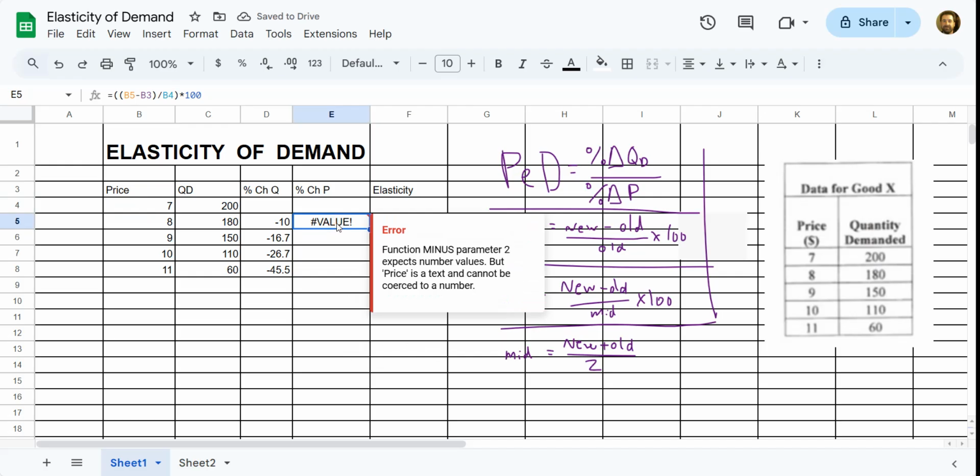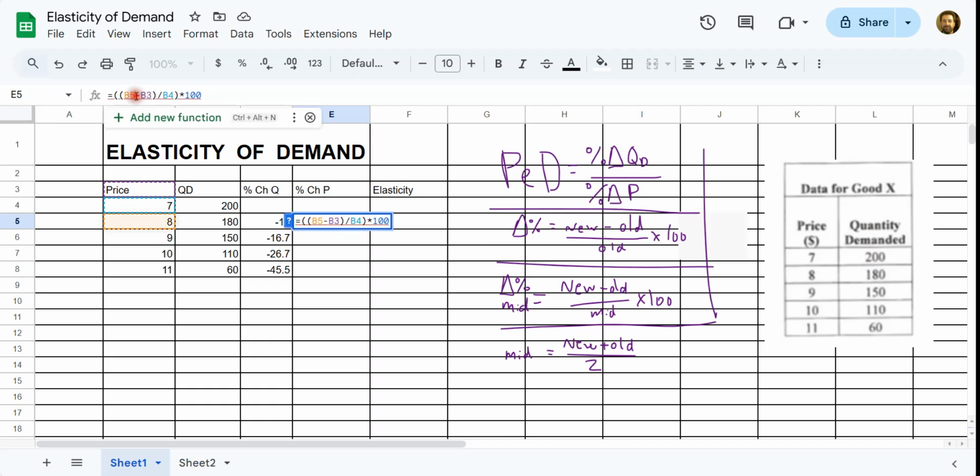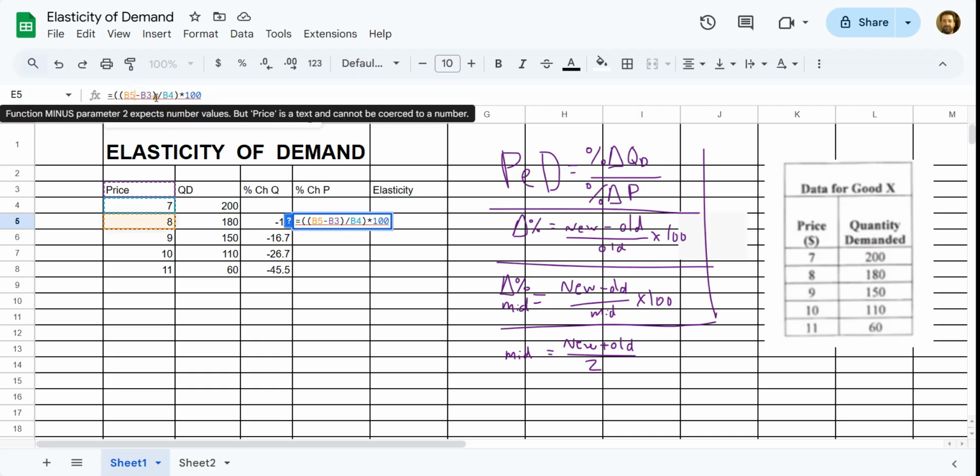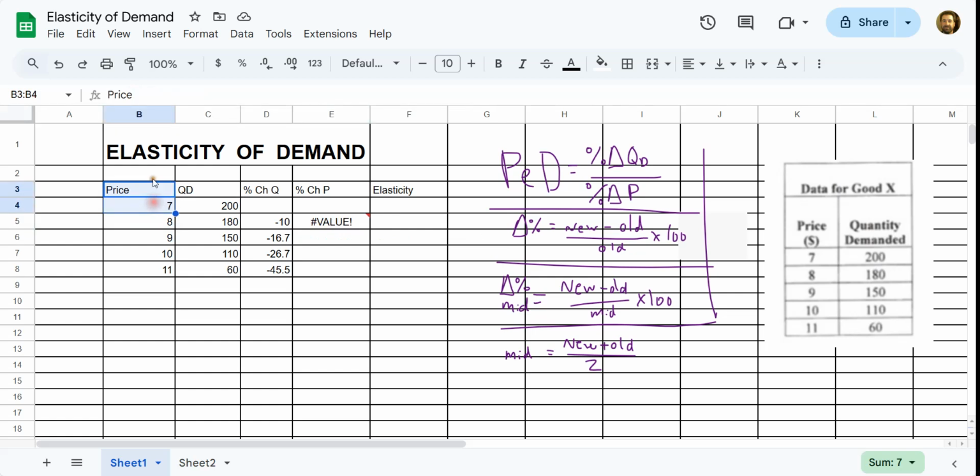Oh, it doesn't like something like that. Why doesn't it like it? Where did I go wrong? B3. Okay, so I made a mistake there. I don't want B3. I want this price right here. I must have clicked on the wrong button there. Okay, so that's 14% change.